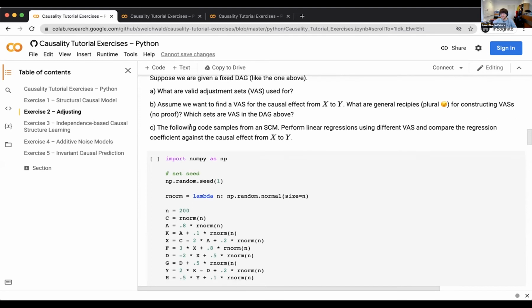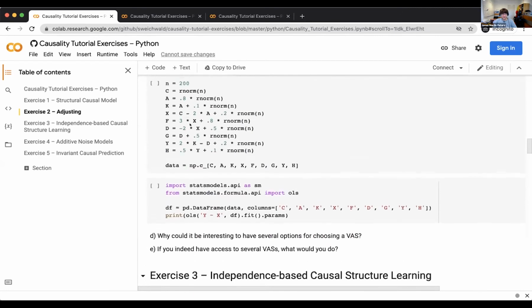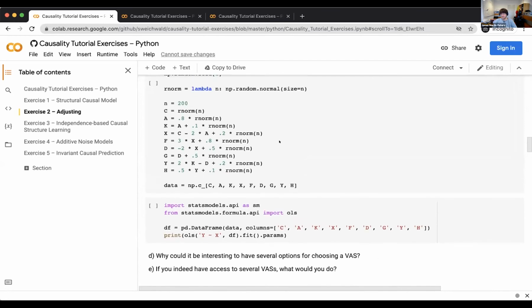And then the D, if I remember correctly, is the question of why could it be interesting to have several options for choosing a valid adjustment set? So this is a bit weird, right? If I have one recipe, why is this not always enough? I can just always use this one. So why could it be interesting to have more? And then if you indeed have access to several valid adjustment sets, what would you do? Okay, so these are the questions.